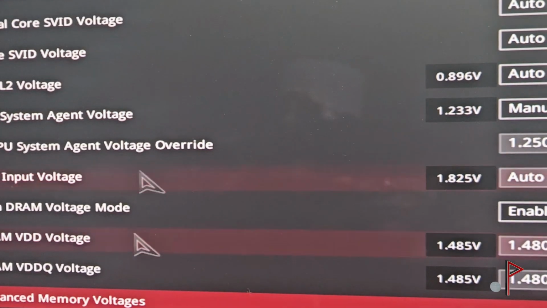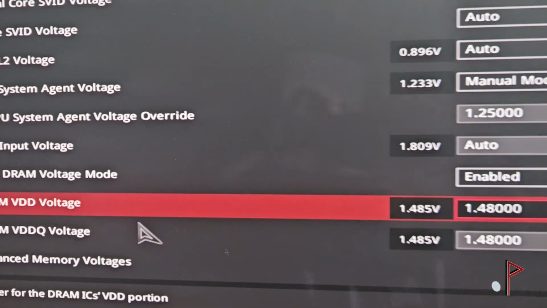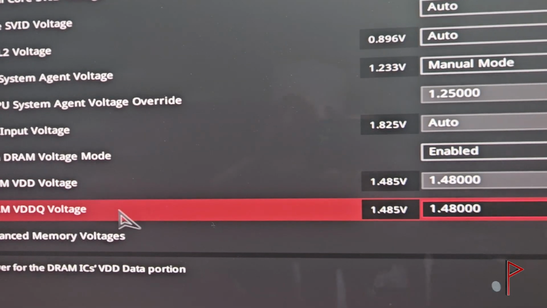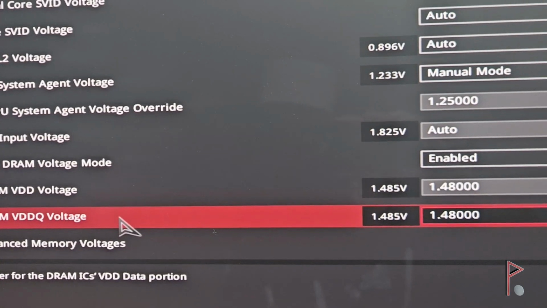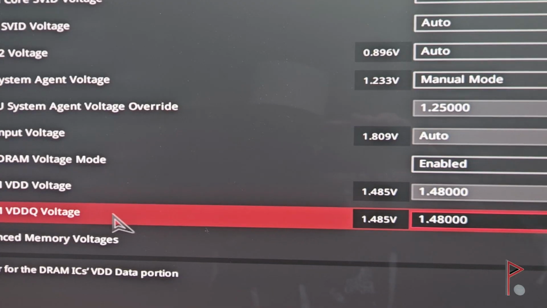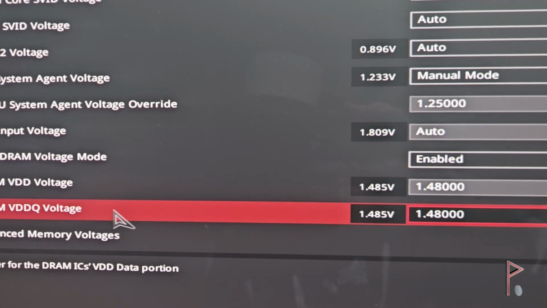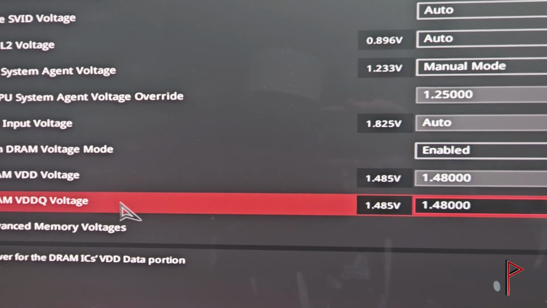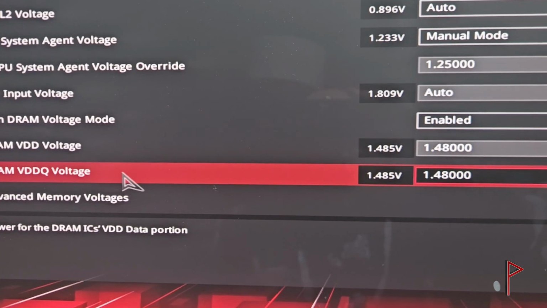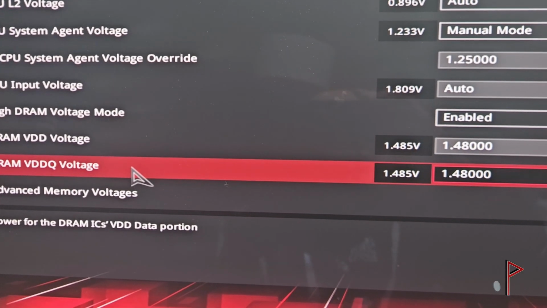Going back to this tweaker menu now, let me talk about DRAM VDD and DRAM VDDQ. Let's start with DRAM VDDQ. Just as the CPU VDDQ supplies power to the I/O data lines between the memory controller and the RAM, the DRAM's VDDQ supplies power to the I/O lines that are responsible for communicating with the rest of the DRAM circuitry and with the CPU's memory controller.